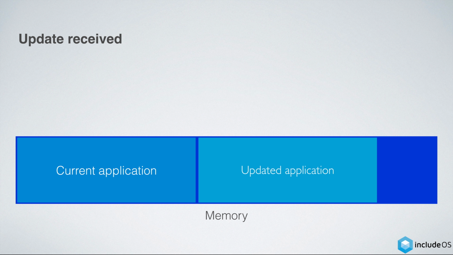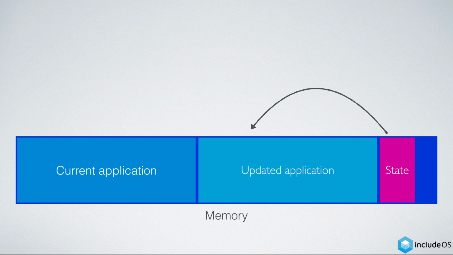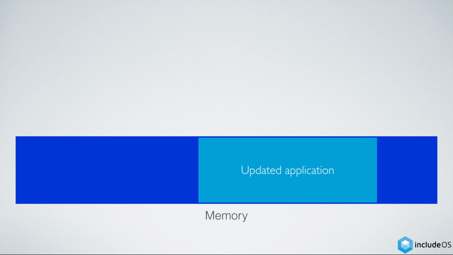Then the current application will store its state. The new application is executed. Once that application has been executed, it will restore the state that was previously stored. If that is successful, the old application is discarded and also the state. So that's how we manage to update running IncludeOS instances without any downtime.